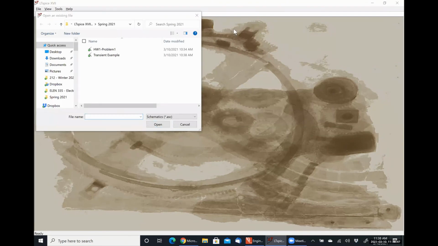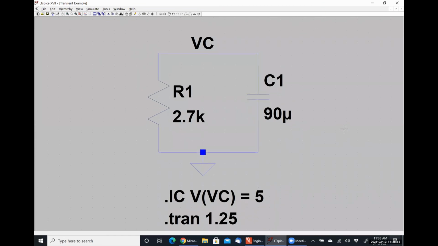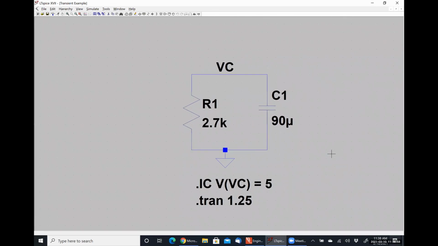Let me move this thing out of the way. So this is how you would model a simple RC circuit for t greater than 0+. Once you know the initial condition, this can simulate everything past that point.